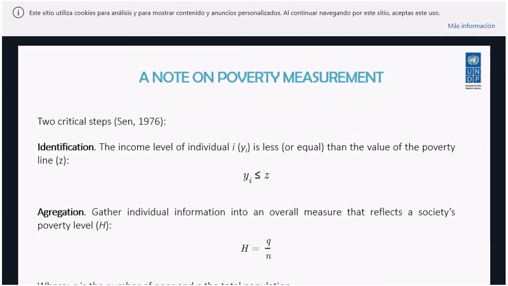There are at least 3 reasons why we wanted to include this note on poverty. The first one is that from the very beginning of the course, we have been mentioning a lot about poverty and the effects on poverty. And we are assuming that you know how to measure poverty. And even though it is a very simple procedure, the rationale behind measuring poverty is quite complex.